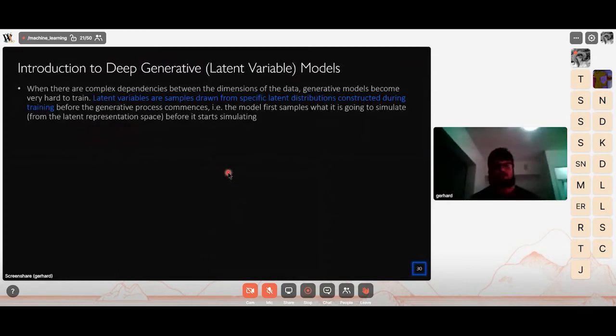So this is useful to think about how the simulation process actually works. How do you actually arrive at your final output, given all of these latent factors that are inherent in your data? Cool.